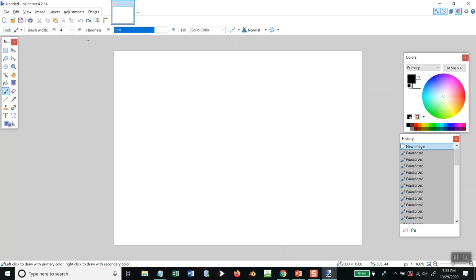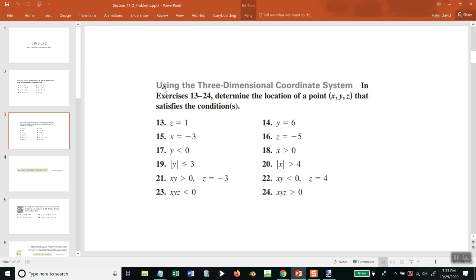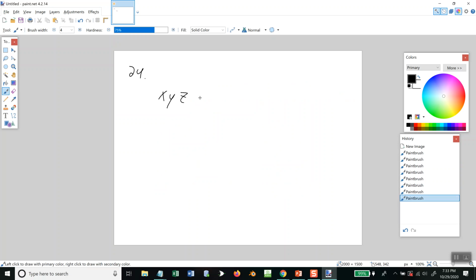Let's look at 24 just for kicks. XYZ is greater than 0. That x times y times z is greater than 0, or that x is greater than 0, y is greater than 0? No, it's x times y times z is greater than 0. I have no clue what this graph would look like. Like I say, I think two-dimensionally. If you're going to be an engineer, if you design three-dimensional things, you better be good at thinking three-dimensionally.